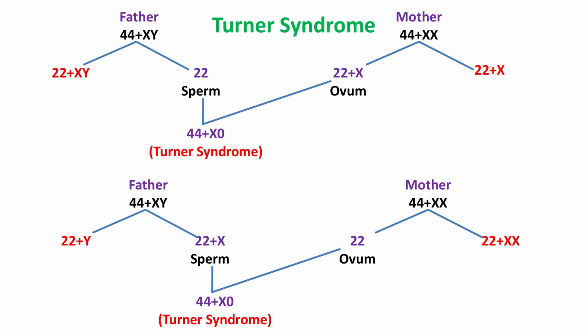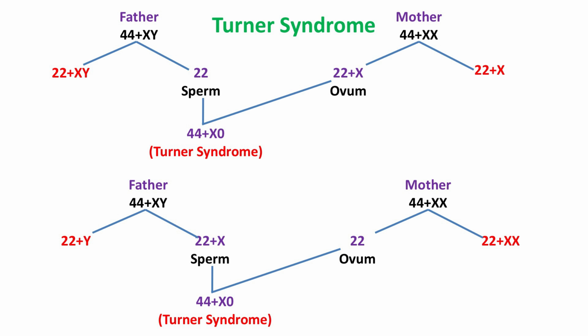How is it possible? You see, there is a problem during gamete formation. Suppose the father produces sperm, one carries 22 plus XY, other carries 22, and mother produces ovum, each carries genotype 22 plus X. If the offspring receives 22 plus X from mother through ovum and only 22 autosomes from father through sperm, it results in Turner syndrome, that is 44 plus X0.